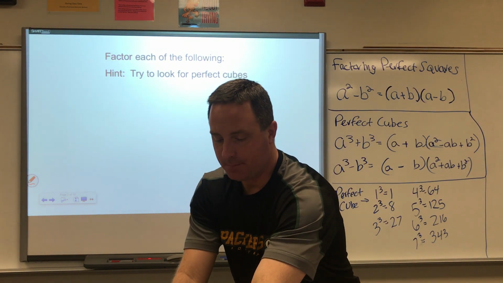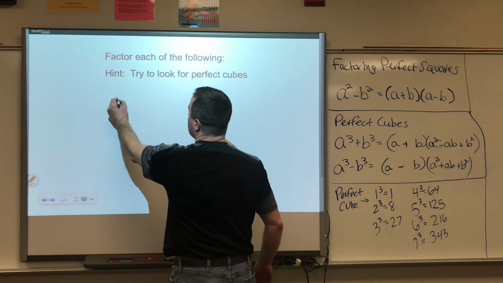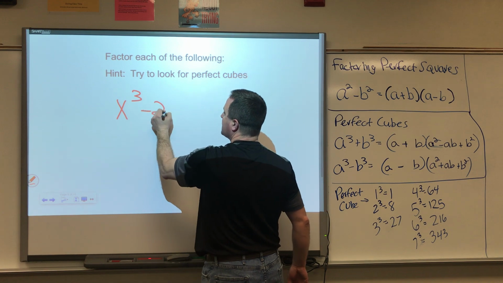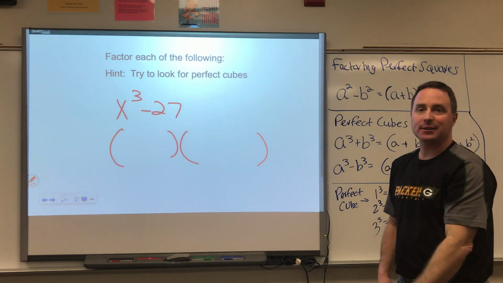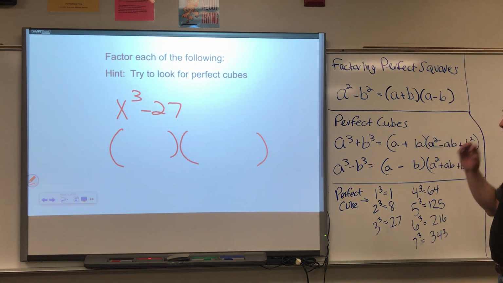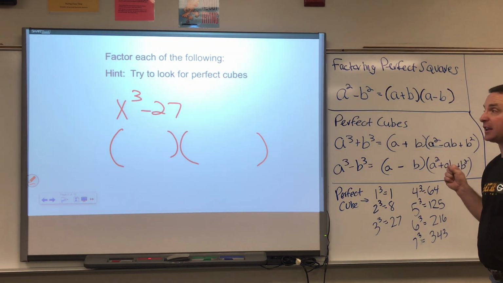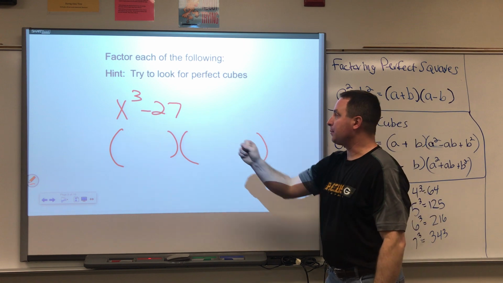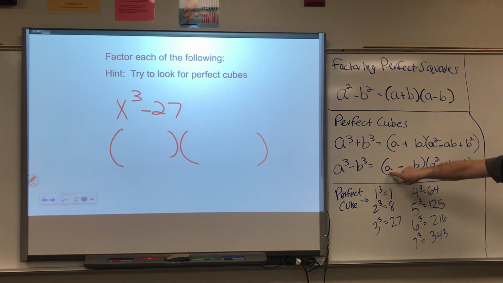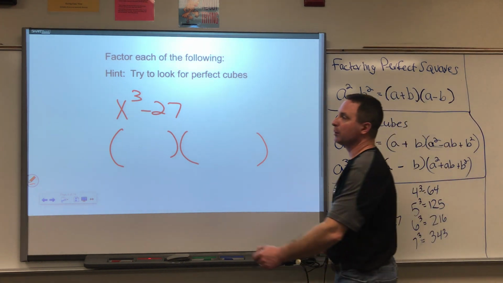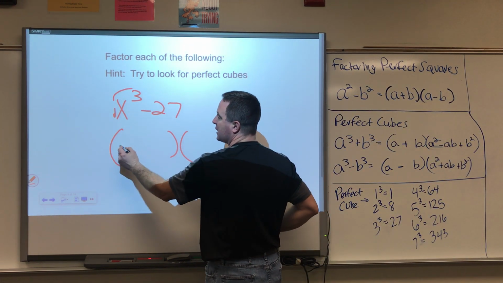All right, let's try a couple of these. Let's start with a nice one here. How about x cubed minus 27? Can we factor it into its two different pieces? First of all, I need to recognize them. Well, yep, they're perfect cubes. I'm going to be using the bottom formula, the subtraction one. How do I get this first number? I do the cube root of it. The cube root of x cubed is x.